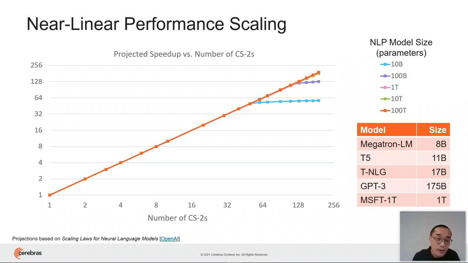And as you can see, the scaling is near linear, mostly falling off for relatively smaller models where batch size becomes a limitation beyond a certain point. But for relatively large models, especially those extreme scale models, we expect near linear performance scaling all the way to 192 systems.